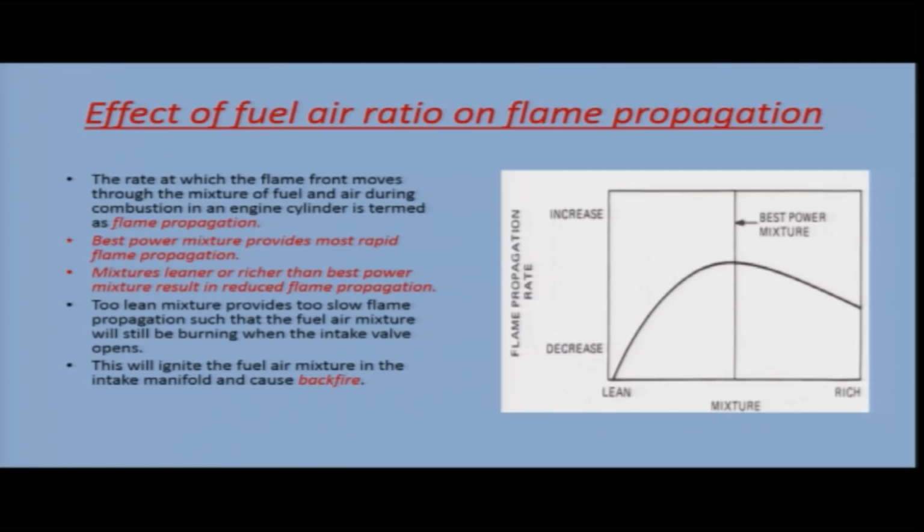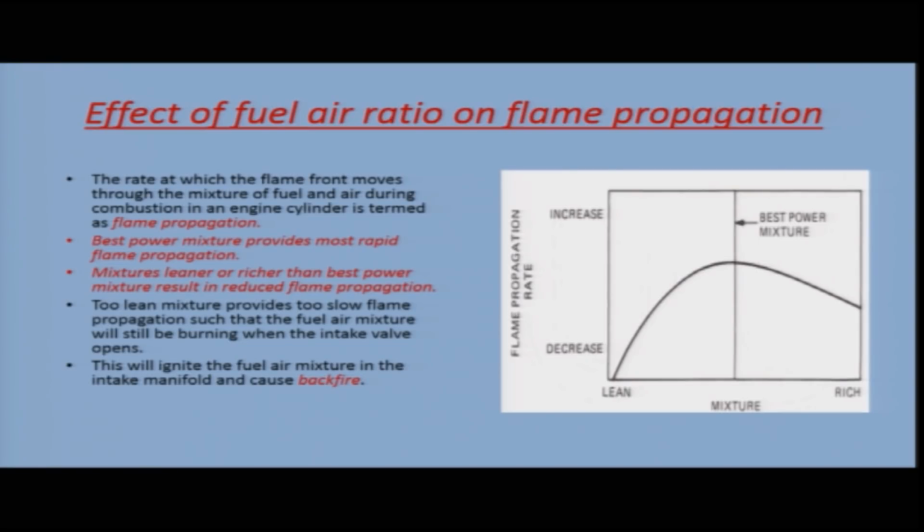Here in the graph you can see the flame propagation rate on the left side. On the bottom side is the mixture. The rate at which the flame front moves through the mixture of fuel and air during combustion in an engine cylinder is termed as flame propagation. So, the movement of flame front during combustion is termed as flame propagation.